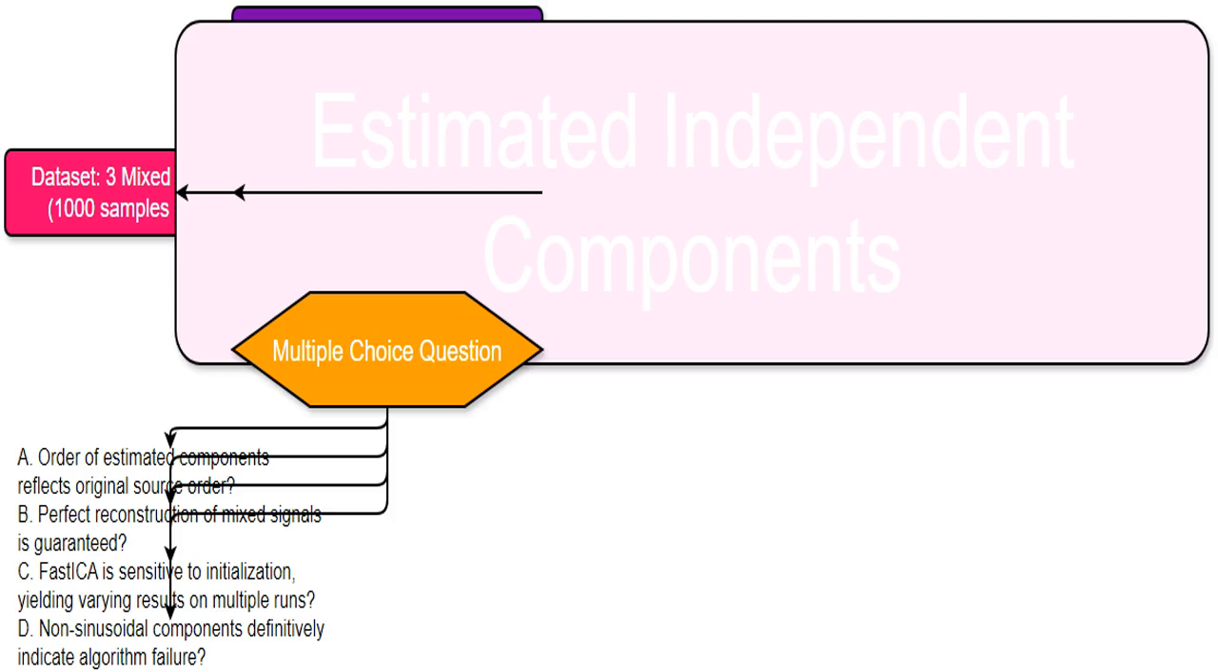After running FastICA, I get 3 estimated signals. These are my best guess at what the original independent sources were. The question is if these results are perfect.